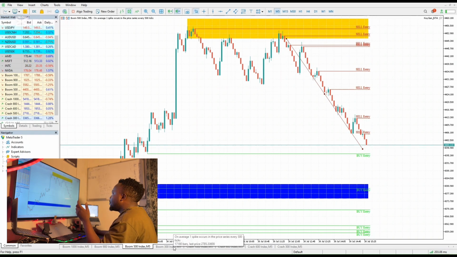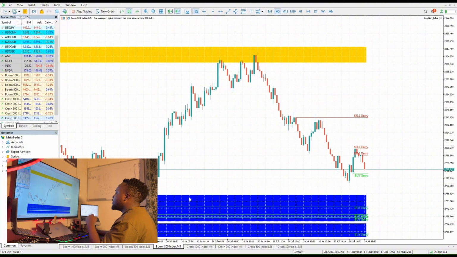Okay, let's take a look at Boom 300. Boom 300 is giving us the same thing. We go to the sell zone and it starts giving us sell entries later on.